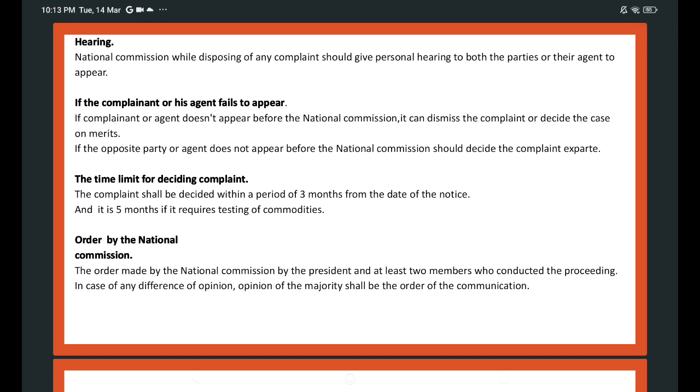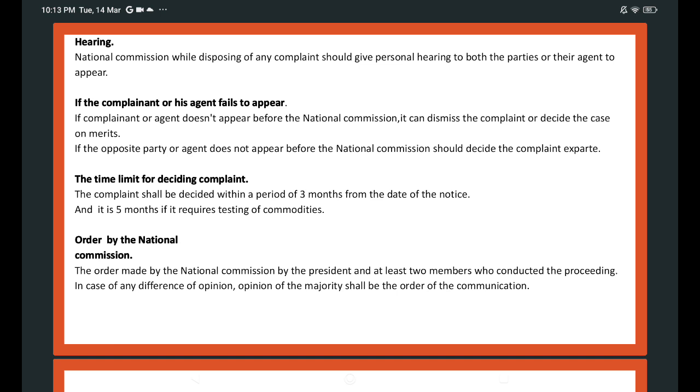The National Commission will then fix a personal hearing, and both the parties or their agent should appear before the National Commission. If the complainant does not appear, the National Commission can dismiss the case or decide the case on merits. If the opposite party does not appear, the case will be decided ex parte.